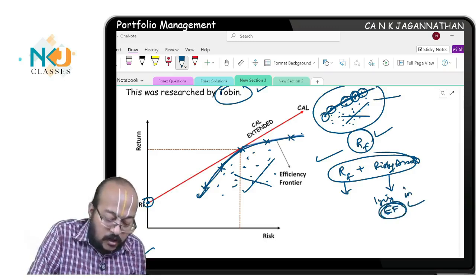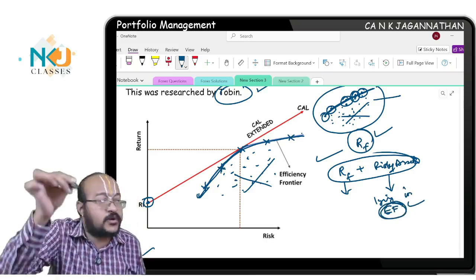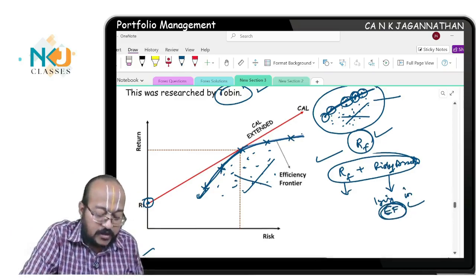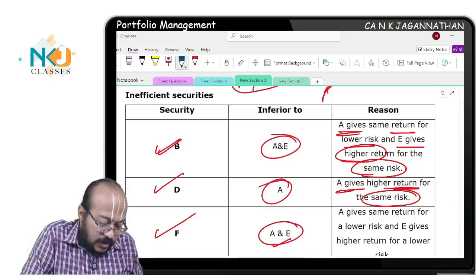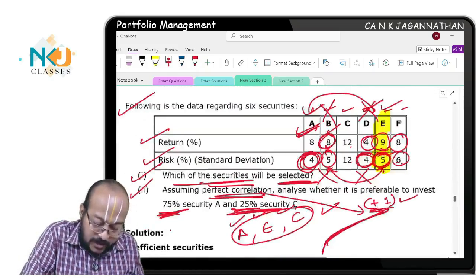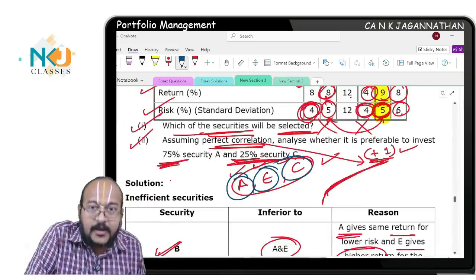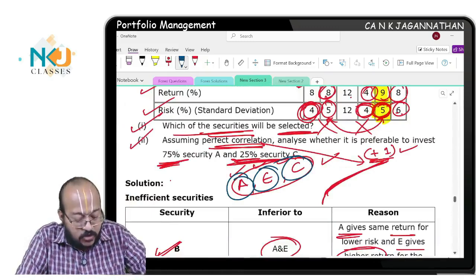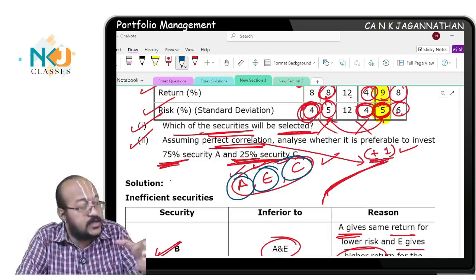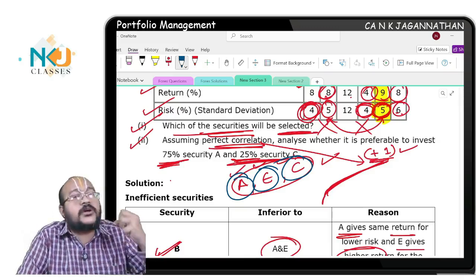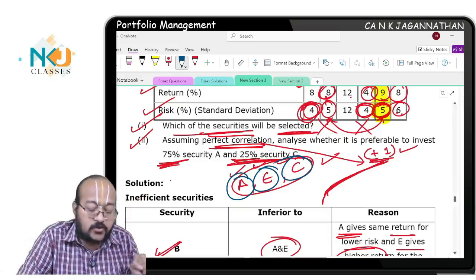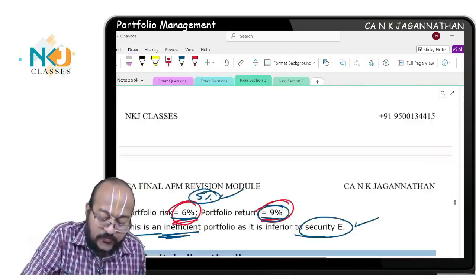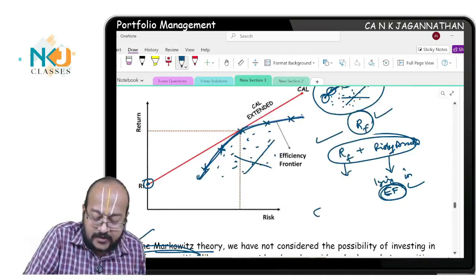So now I will select one of the securities from the efficiency frontier. In one of the questions we saw which security is inferior to A and E. So A, E and C we selected, which means A, E and C is a group of securities. Out of these three securities, out of these portfolios, I will select one and then combine it with RF. Are you all understanding? Either I select E plus RF, or I select C plus RF.